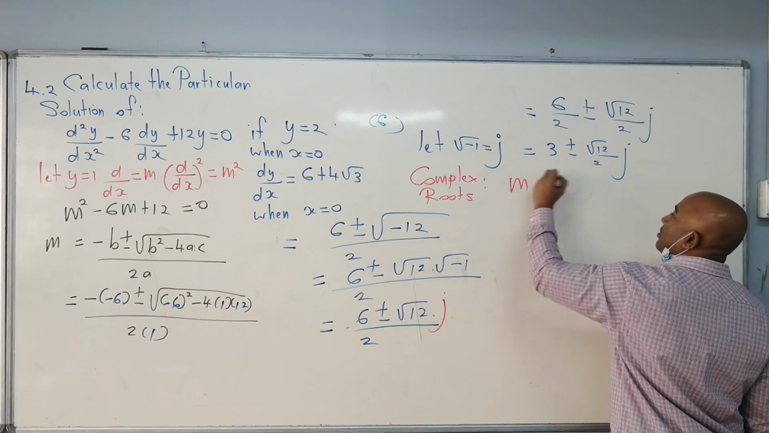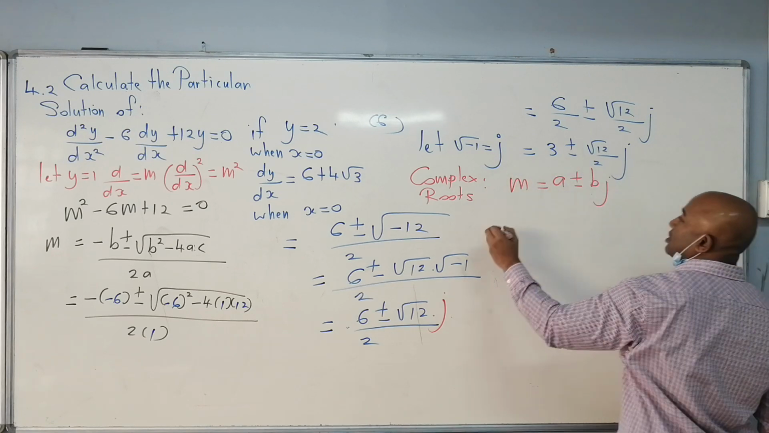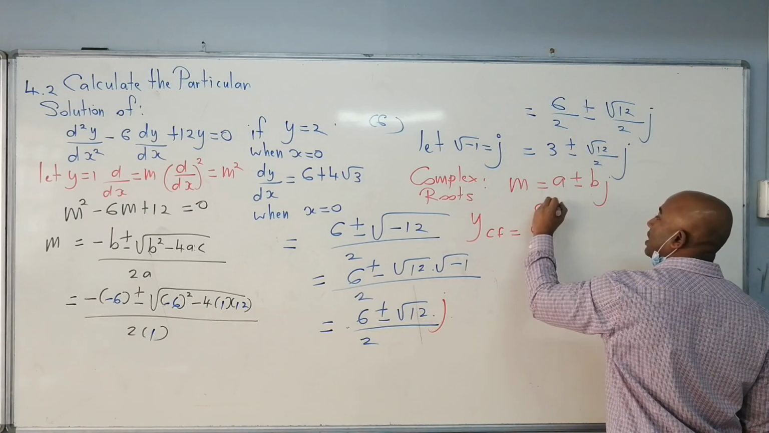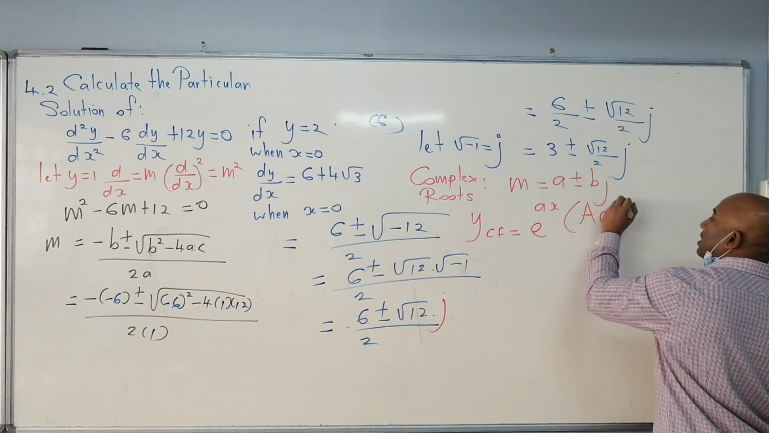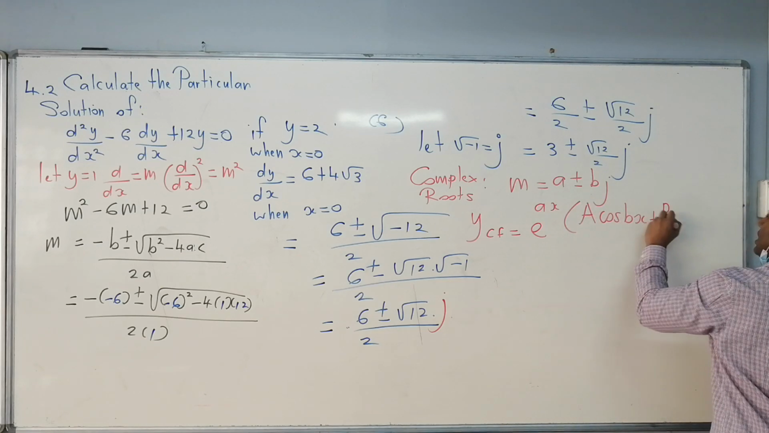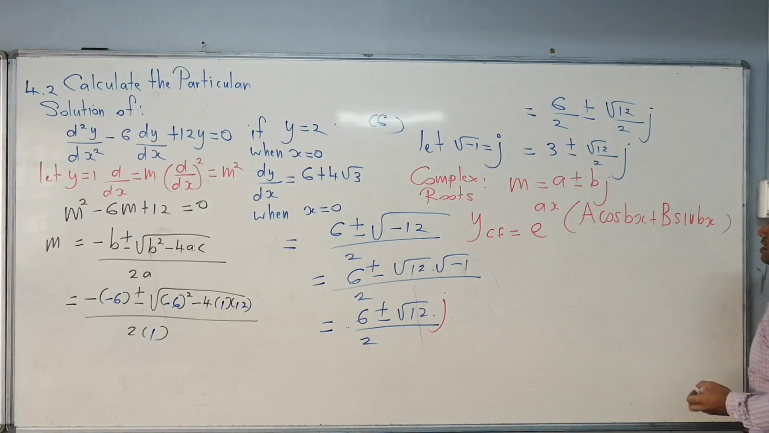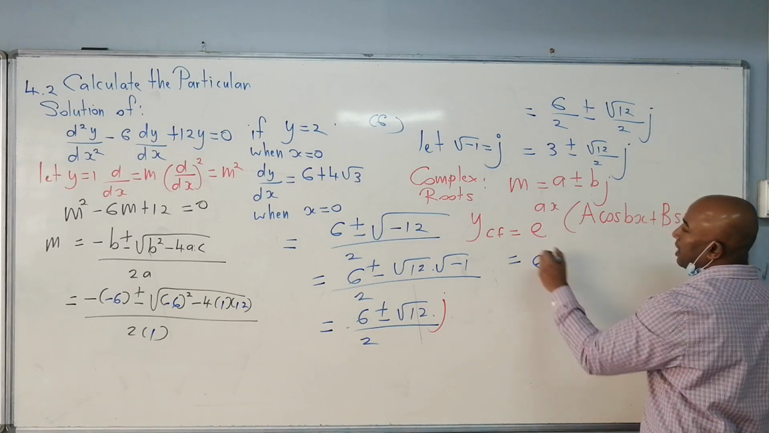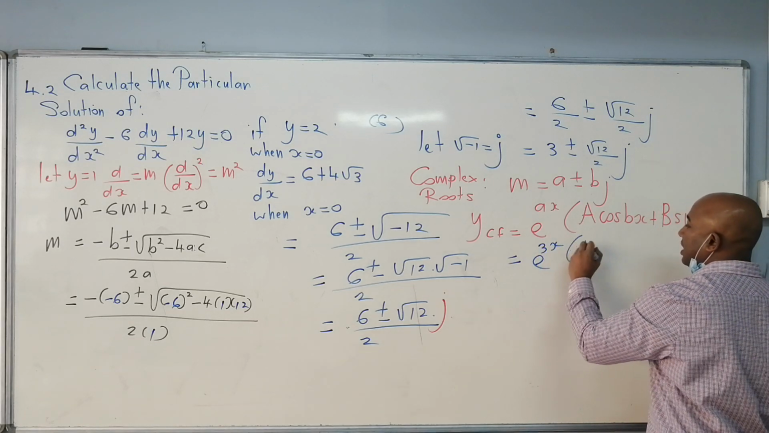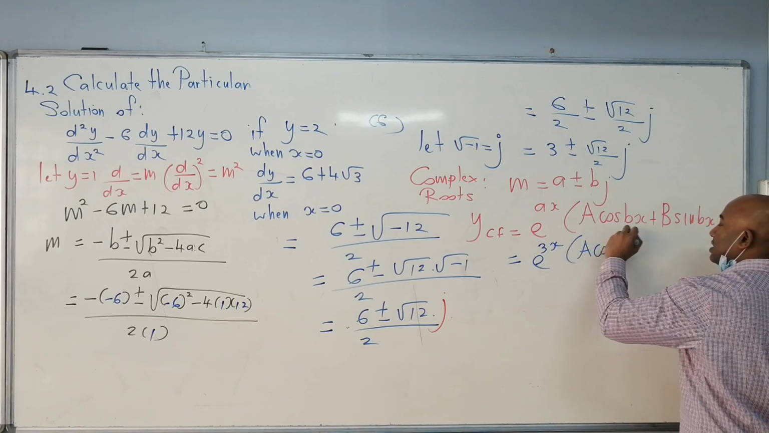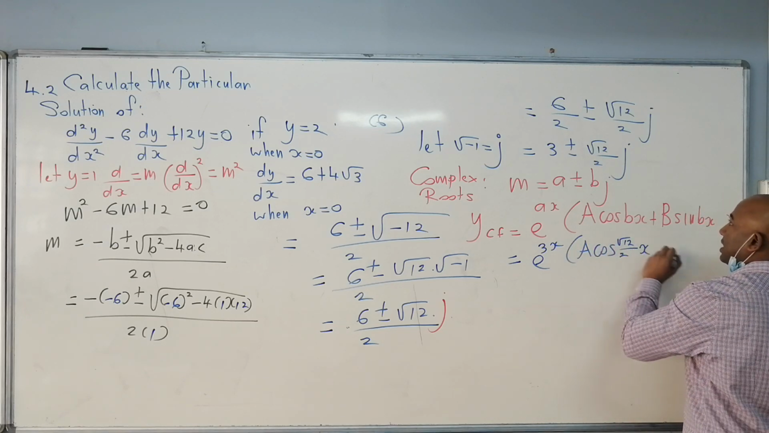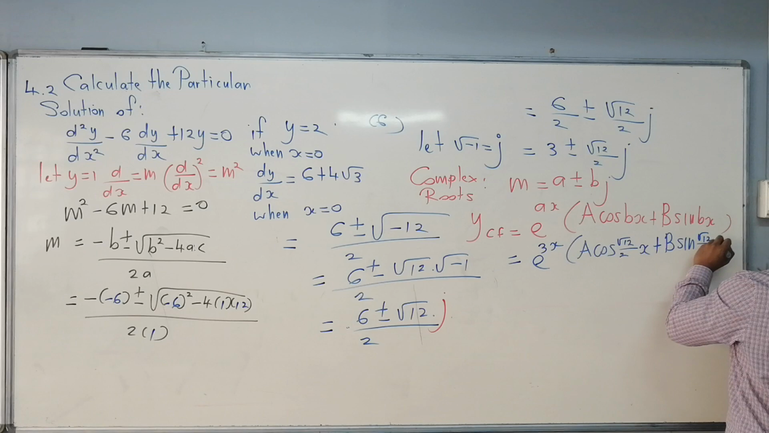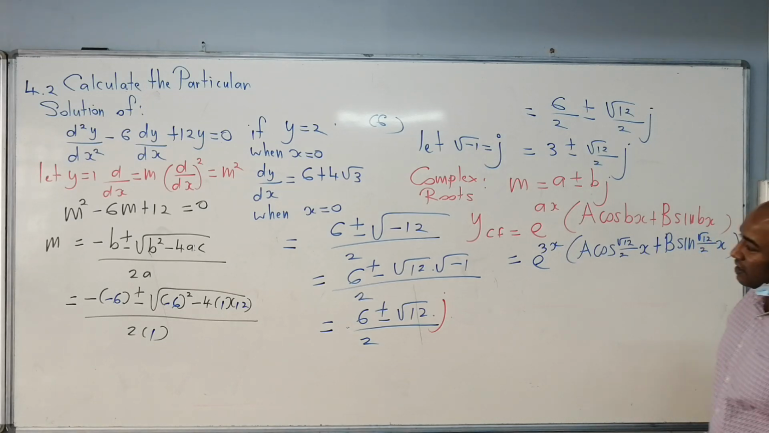So you got m is equal to a plus or minus b times j. So your y CF is going to equal e to the power ax, and that's going to be a cos bx plus b sin bx. So that's going to equal e to the power 3x, and that's going to be a cos of the square root of 12 over 2x plus b sine the square root of 12 over 2x.